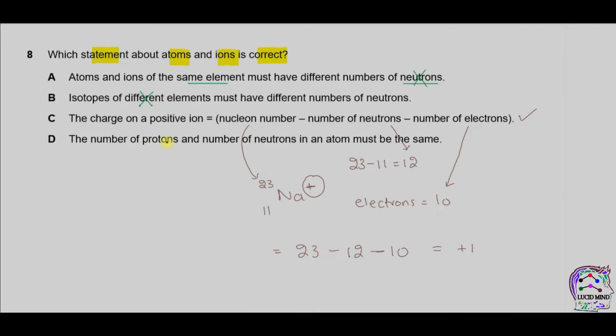Part D. The number of protons and the number of neutrons in an atom must be the same. In a neutral atom, the number of protons is equal to the number of electrons. The number of neutrons could be less or more than the number of protons. So this statement is incorrect. Correct answer is therefore part C.